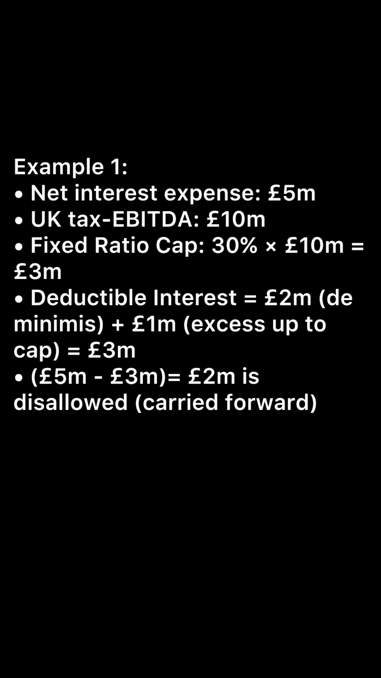Let's understand with a very simple example. So in this example, the excess deduction is 1 million, that is over and above of de minimis threshold of 2 million, and the 2 million which is disallowed, that can be carried forward for an indefinite period.